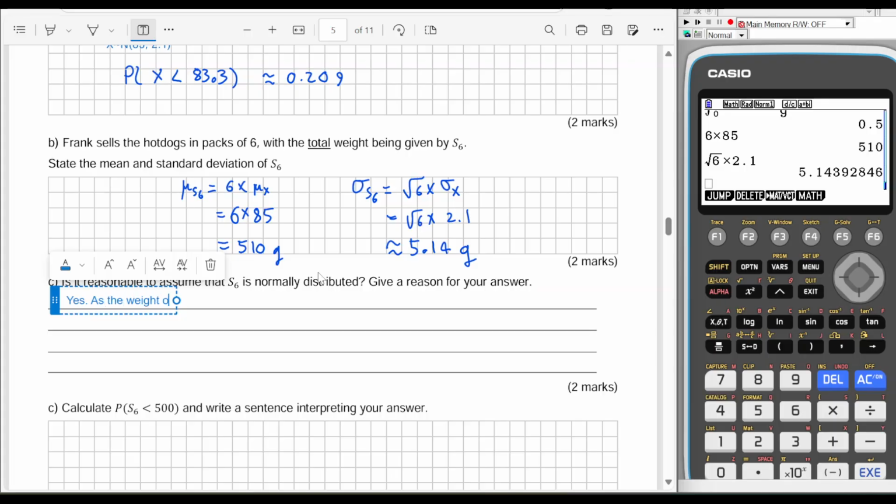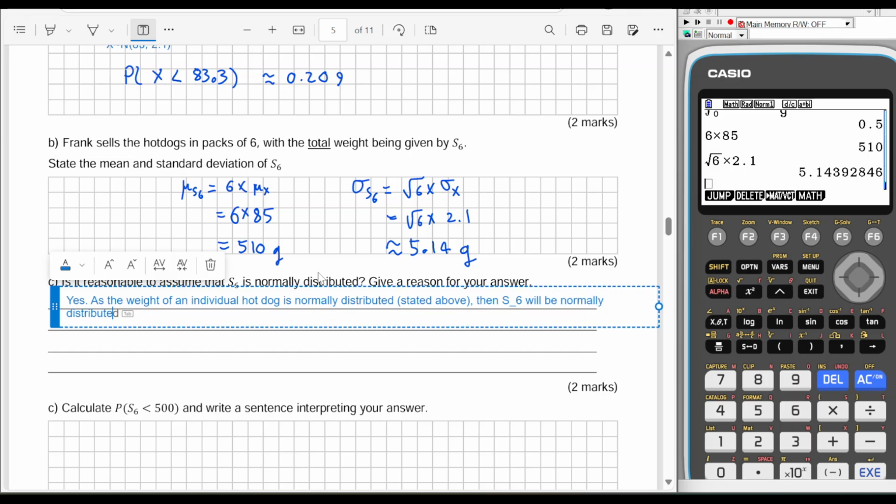as the weight of an individual hot dog is normally distributed, stated above, then S6, or S_6 when you write it, will be normally distributed. And really importantly, you need to say by the central limit theorem. You absolutely need to say the words central limit theorem in your answer, otherwise you may lose marks.